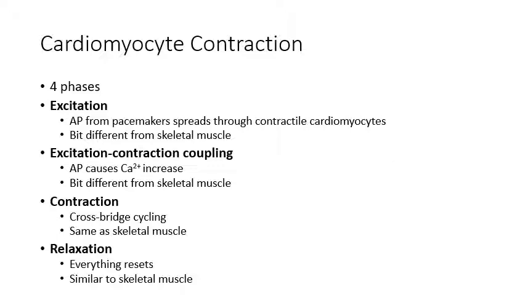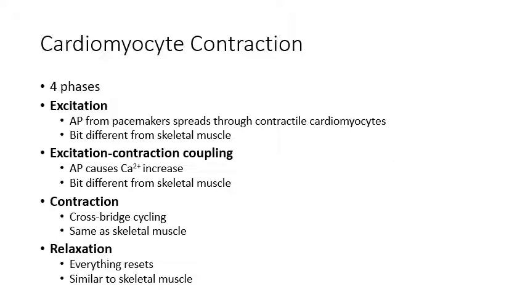So the way this phase works is a little bit different from how the excitation phase works in skeletal muscle. For one thing, your action potentials are not coming from a neuron, they're not coming from a motor neuron, they're coming from these modified cardiomyocytes. And the synapse is different. Well, you have an actual synapse between a motor neuron and a skeletal muscle cell. You don't have a synapse between a pacemaker cardiomyocyte and a contractile cardiomyocyte. Instead, you have an intercalated disc. So excitation is different for that reason.